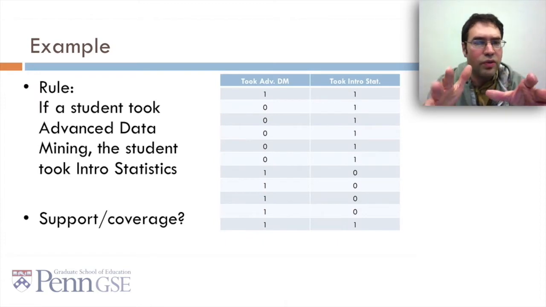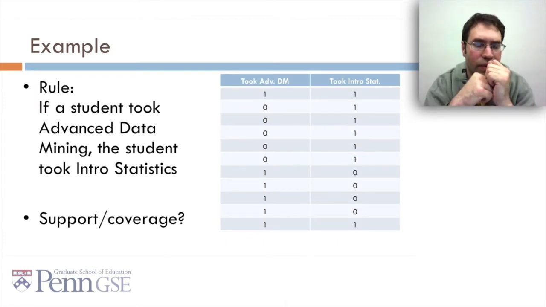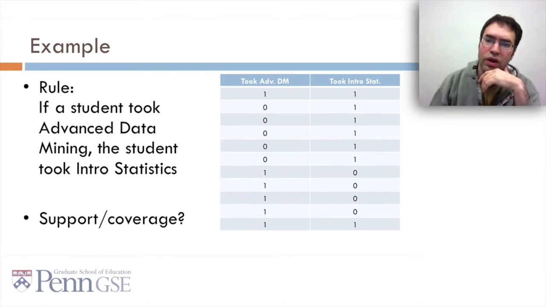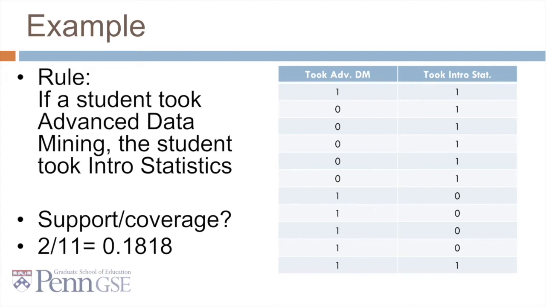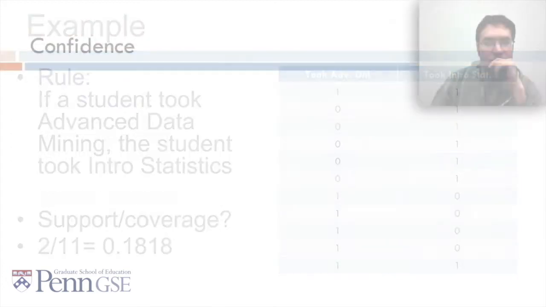Let's say we're investigating the rule, if a student took advanced data mining, the student took intro statistics. What's the support or coverage on this one? Well, we can count the number of cases where they're both true. So it turns out that the support coverage is 2 cases out of 11 cases, which is 18%.